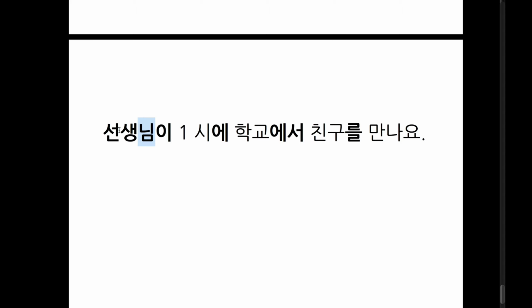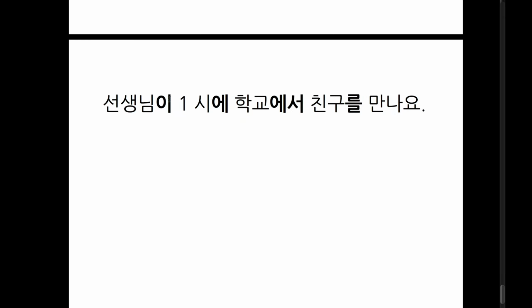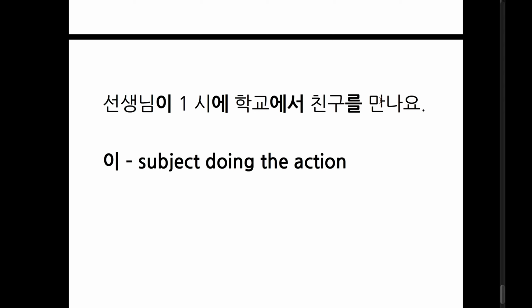Okay, so now go back to the Korean sentence: 선생님이 1시에 친구를 만나요. In this case, 이. What is 이? 이는 subject marker예요. Subject marker. What it does is tell you 선생님 is the subject doing the action of 만나요.